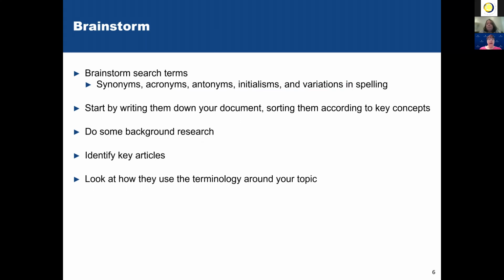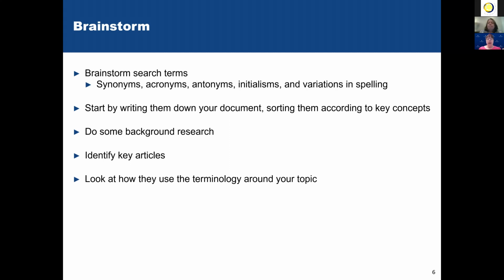Good question. So how do you find those terms? It's easy enough to say brainstorm, but how do you go about doing that brainstorm? Well, you've already written out your concept, so that's one place to start for your terms. So what did you write in your concept? And then think of synonyms, antonyms, any initials or acronyms, variations in spelling. And by variations in spelling, frequently I'm thinking like the differences between American English and British English.